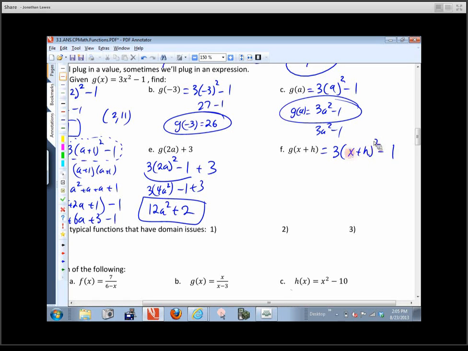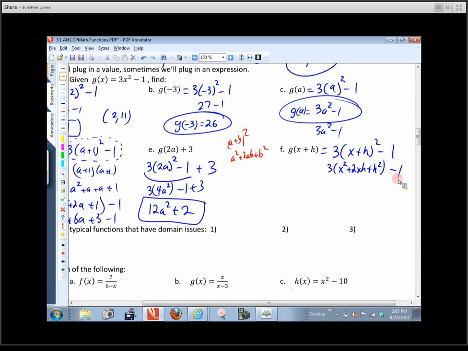What are we going to be careful about here? That middle term. Okay, if you memorized from 1010 that if you have a plus b quantity squared, you get a squared plus 2ab plus b squared. Should have had that memorized. Then we're going to end up with 3 times x squared plus 2xh plus h squared, minus 1.